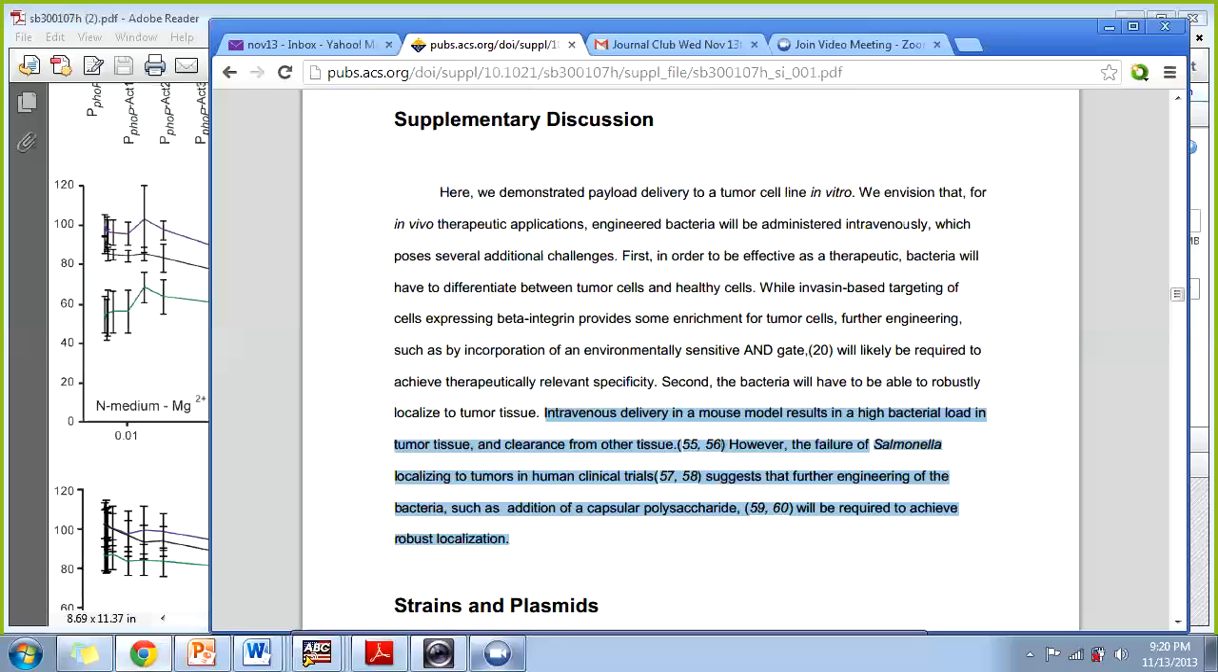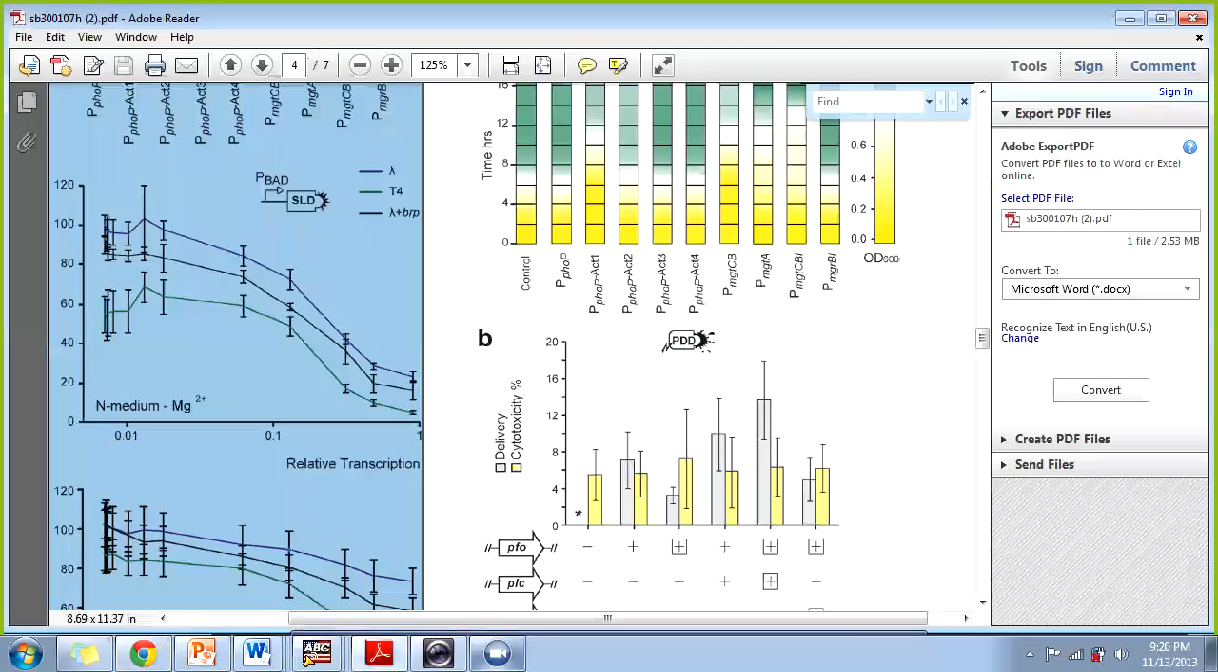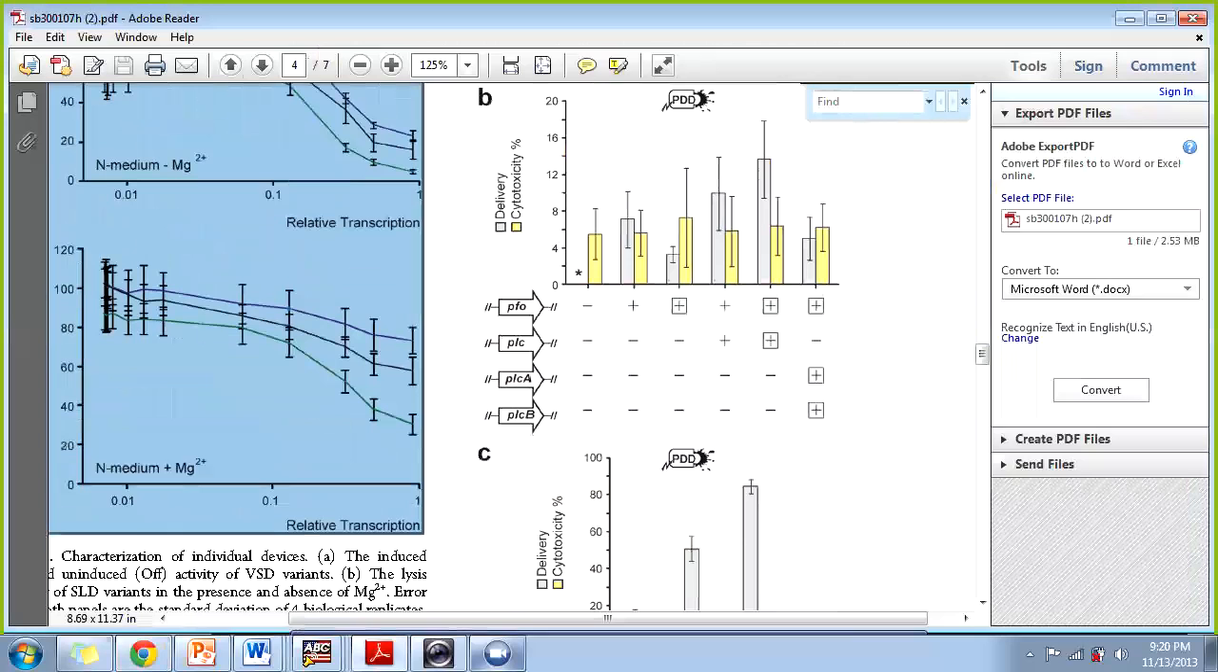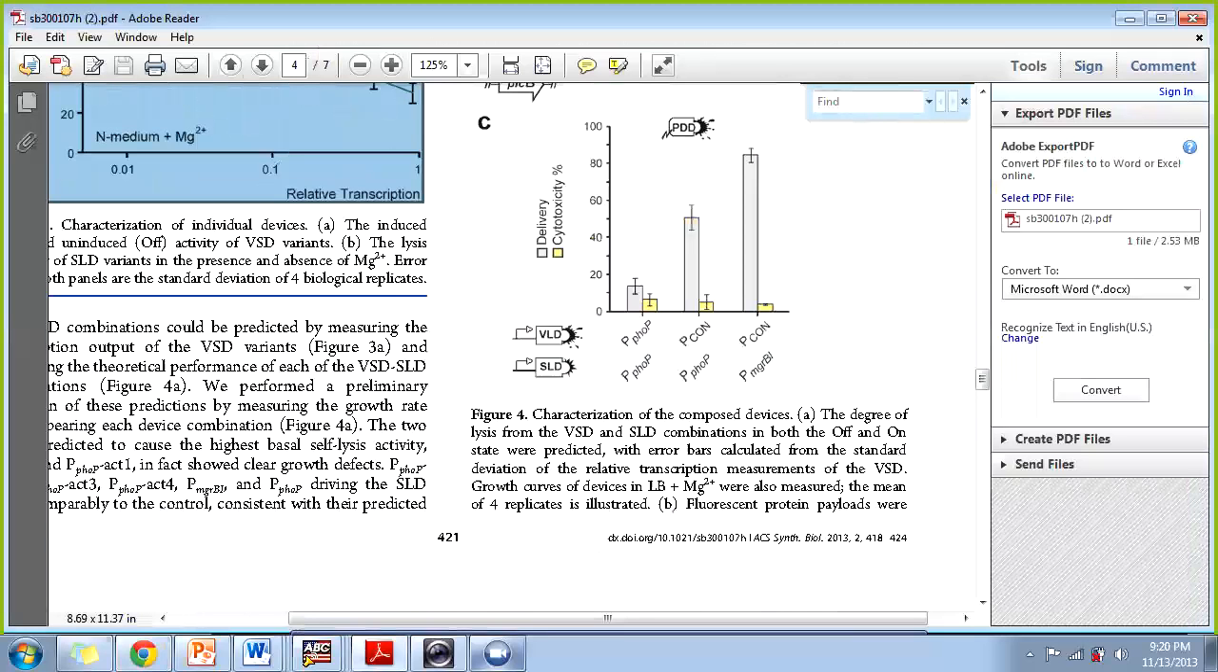Could you post the supplementary information? I see Yuri's got some supplemental discussion up there. Looks very interesting, where there's actually an intravenous delivery to a mouse. Oh, so maybe they did include it. Okay, let me see. Yes, please.